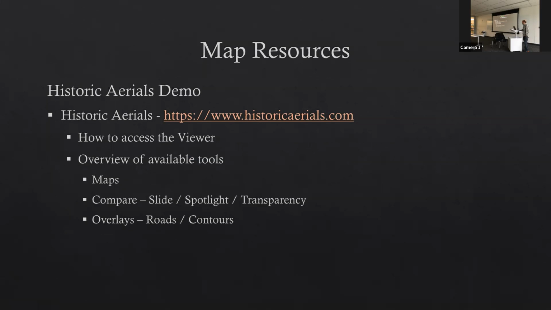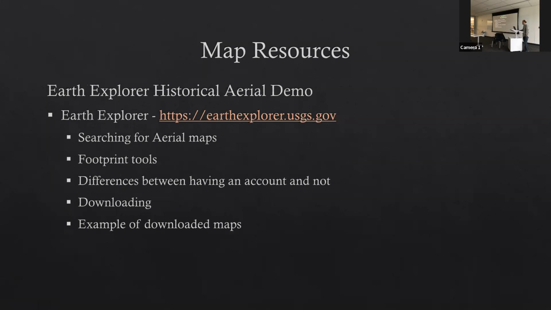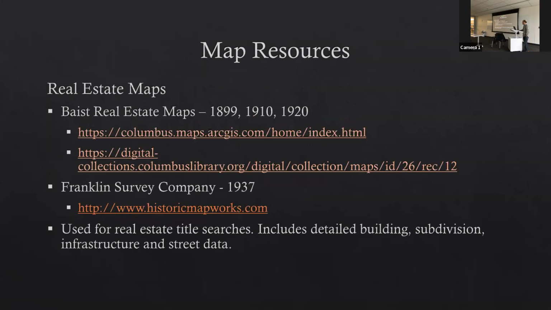All right, so I showed the historic aerials demo and the Earth Explorer demo. Lastly, my last piece here is real estate maps, and these are also really cool. So Sanborn real estate maps were maps used for very mundane purposes, for checking out where property lines were, where the infrastructure lay, and in some cases details about the structures. Sanborn is only in a few cities around the country, and Columbus is one of them.